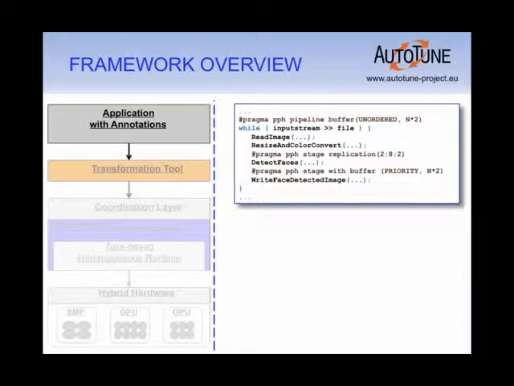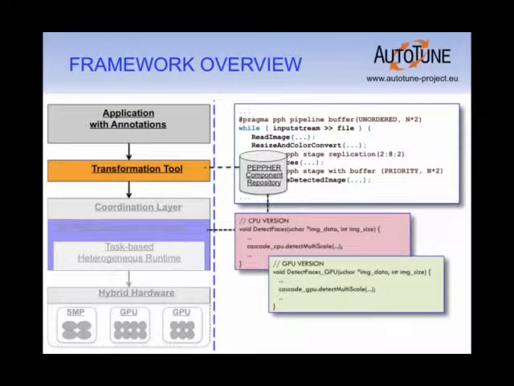The following animation gives a short overview of the framework. First, we start from the serial code with pragma annotations, signifying the pipeline pattern. This code is then processed with the transformation tool. The transformation tool queries the PEPPHER component repository for available component variants.